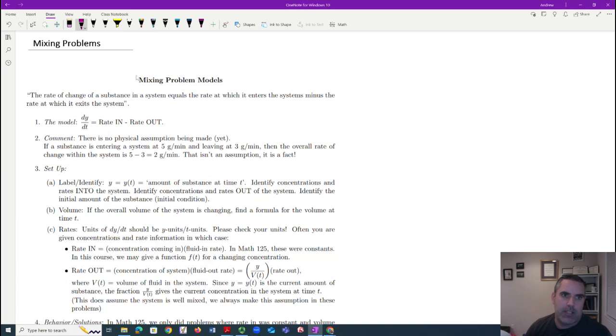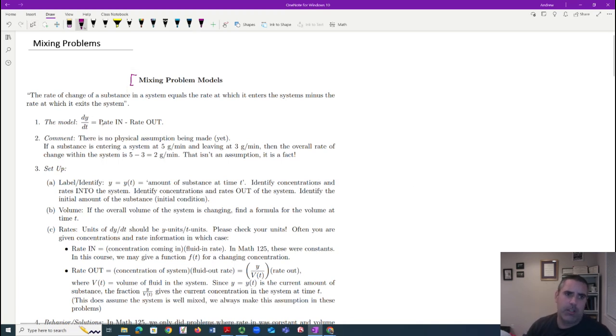We finished the last class with an example of these mixing problems. This page right here is from one of my review sheets. You can find it on my materials page, where I summarize the different applications we do. But mixing problems, what's nice about them is we're not really assuming very much. You don't have to know hardly anything from other sciences.